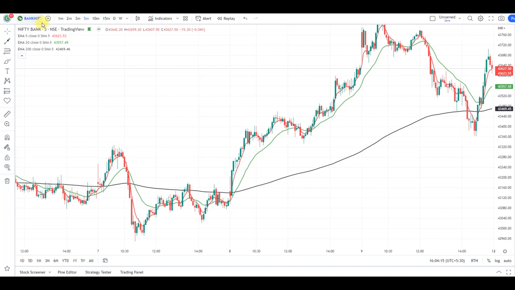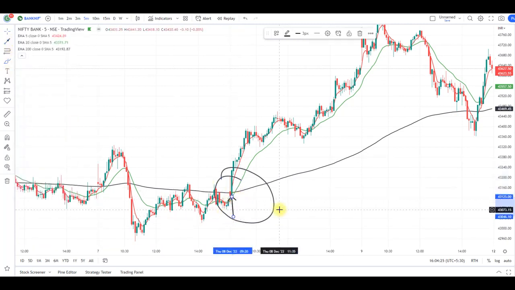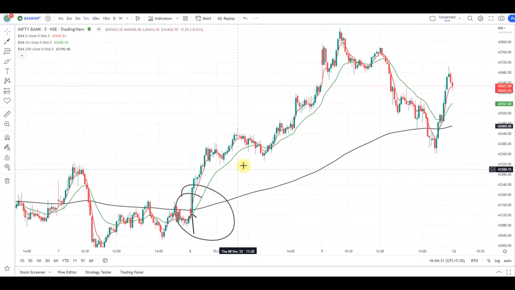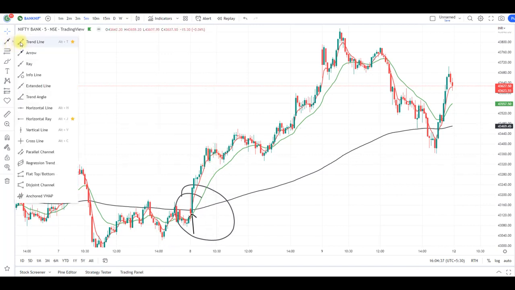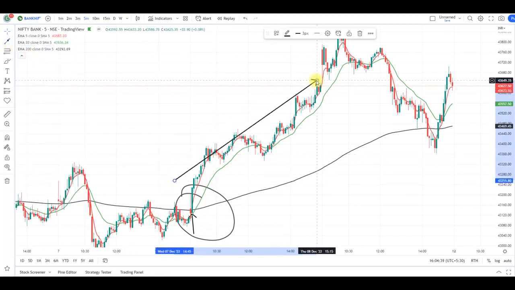This is the Bank Nifty chart, and here we got the bullish crossover. 5, 20 and 200 has given the crossover here above this green candle. So the stop loss is the low of the green candle and the target is based on the risk reward ratio. From there, Bank Nifty has given a big rally upside. So intraday traders can use this setup.